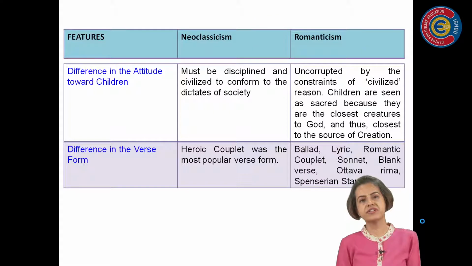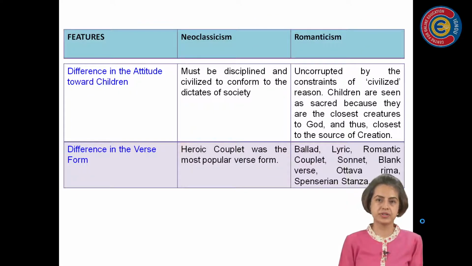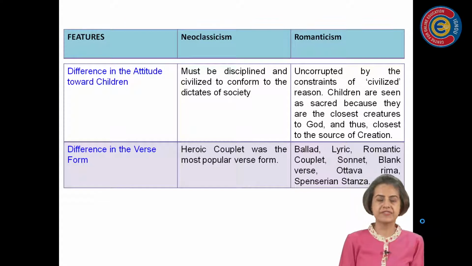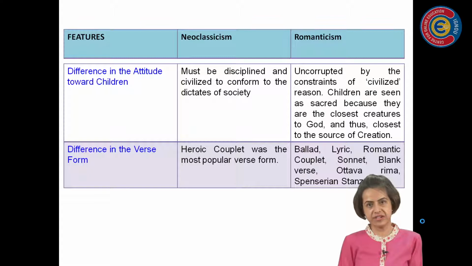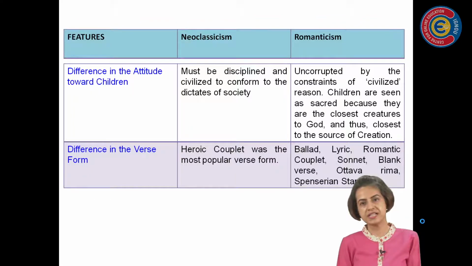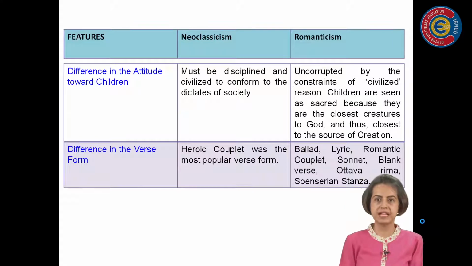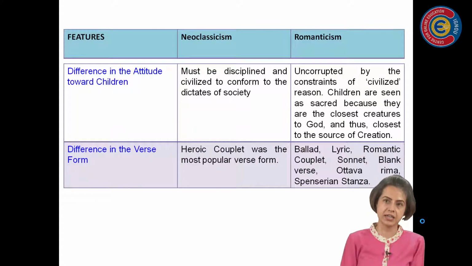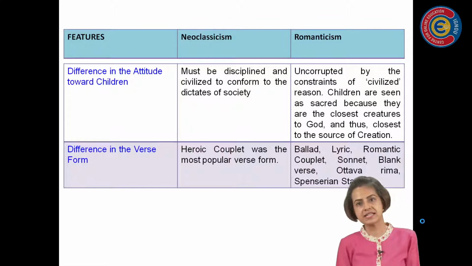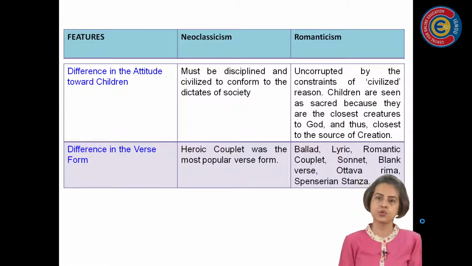In terms of the difference in the attitude towards children, we see that in neoclassical poetry, poets believe that children need to be disciplined, they need to be civilized in order to conform to the dictates of society. Whereas in Romantic poetry, the poets believed that children were uncorrupted by the constraints of civilized reason. Therefore, children are seen as sacred because they are the closest creatures to God and thus closest to the source of creation.